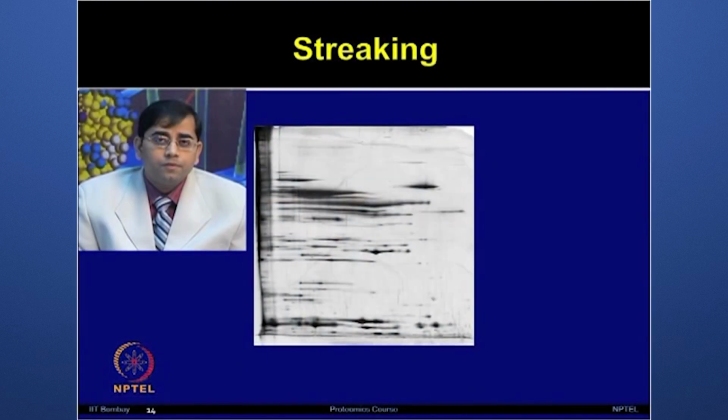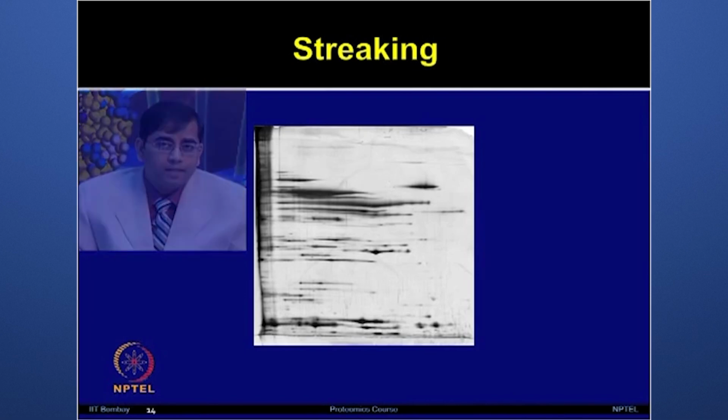Streaking is very often seen because of different types of problems, whether they come from the sample preparation or from interfering components. Often nucleic acid or carbohydrates are still present in the mixture because the extraction method was not sufficient to eliminate all of those impurities. Many times salts and other interfering components are also present, which interfere in the IEF process, and one can see the streaking pattern after staining the gels.